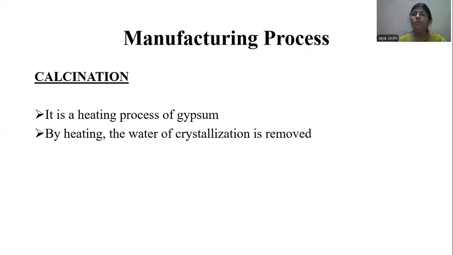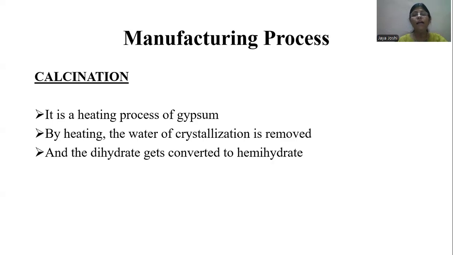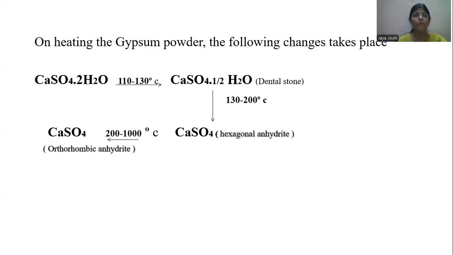Now coming to the manufacturing process of gypsum products. The name of the manufacturing process is calcination. Calcination is nothing but a heating process. So by heating this calcium sulfate dihydrate, which is gypsum, the water of crystallization is removed and the dihydrate gets converted to hemihydrate. So calcination is nothing but the heating process of gypsum to get the different gypsum products. Now this is the heating cycle, which is given in this diagram.